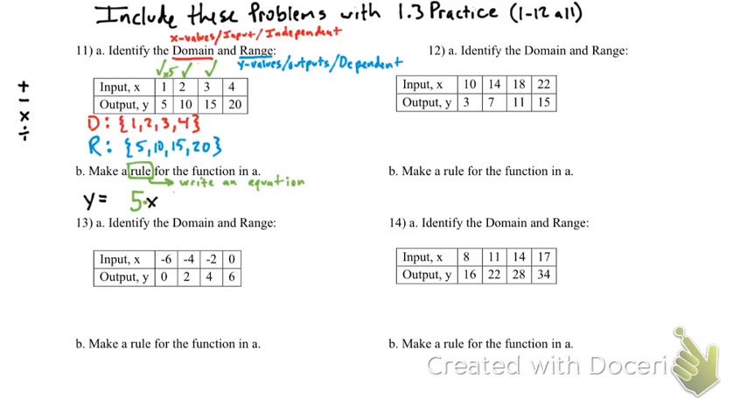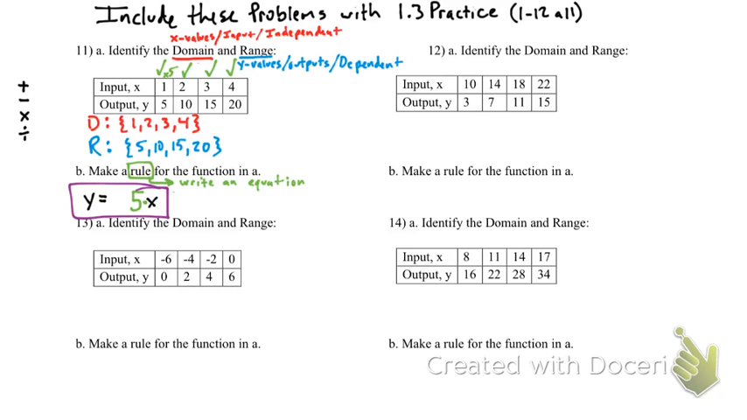Okay? So that means the rule that I have for this function is this equation here. Okay? We have now created the rule. It works for the entire table. So in essence, we have created an equation for this table.